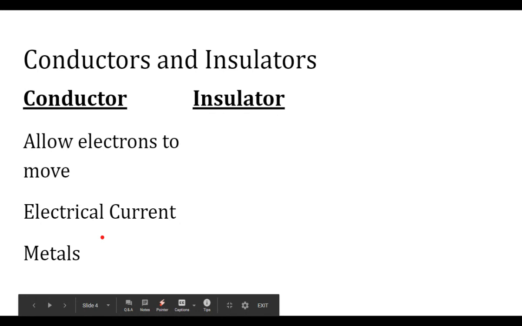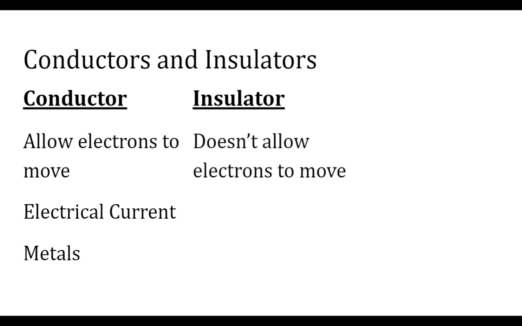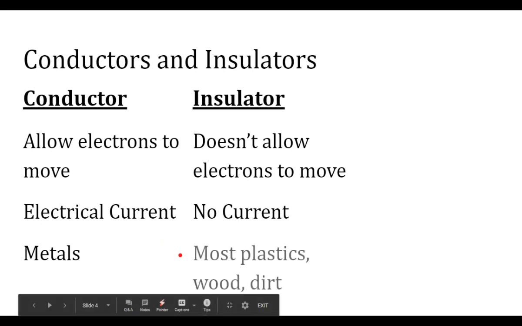Okay, so then an insulator. If electrons can move through a conductor, do you think electrons can move through an insulator? No, they can't. It does not allow electrons to move. So if it does not allow electrons to move, can there be current? No, there's no current through an insulator. And I'll just tell you some examples of insulators are things like plastic or wood, or most of the time dirt would be an insulator. So yeah, those are all examples of basic insulators.